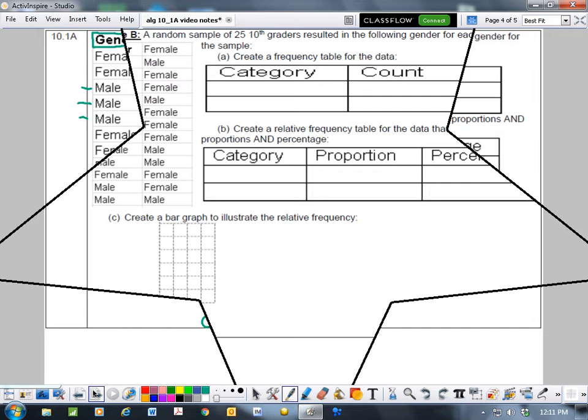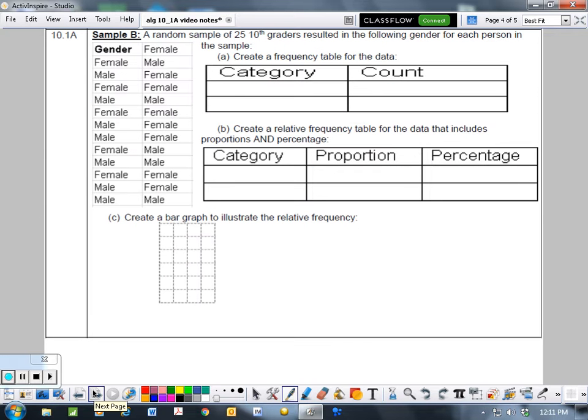So on our next problem, we're going to look at a sample of 10th graders. And this time we took 25 10th graders. So now we're going to look at our categories again: females, males, and we're going to count how many we have. So females, 1, 2, 3, 4, 5, 6, 7, 8, 9, 10, 11, 12. So 12 females. And then I can go through and count males. 1, 2, 3, 4, 5, 6, 7, 8, 9, 10, 11, 12.